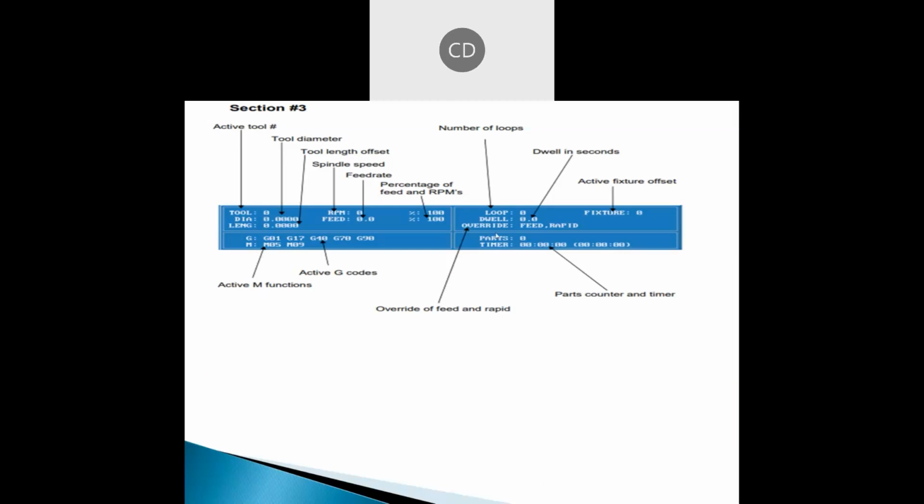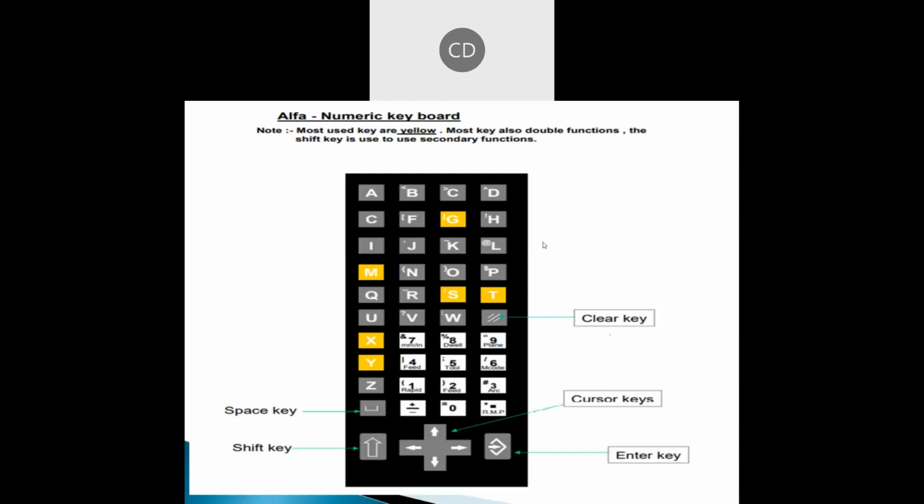and G code and M code active functions, then number of loops and dwell in the sections, then active features, offsets, and also we have the parts counter and timer. So these are the section 3 items we add in the operations.